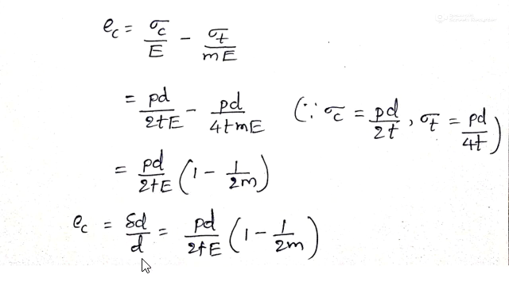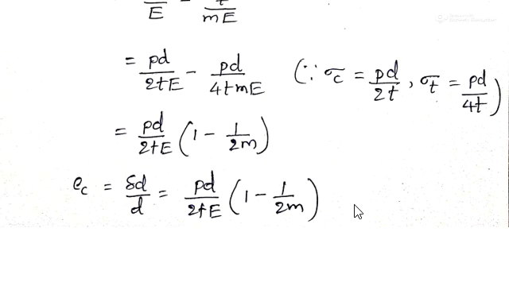This circumferential strain is nothing but the strain in the diameter direction. From the basic definition of strain, it is change in dimension by original dimension. In the diameter direction, it is change in diameter by original diameter, which is the circumferential strain or strain in the diameter direction. So this is the expression for the circumferential strain in a thin cylindrical shell or pressure vessel.